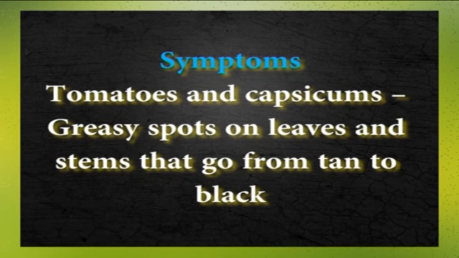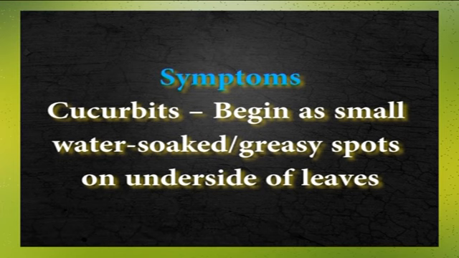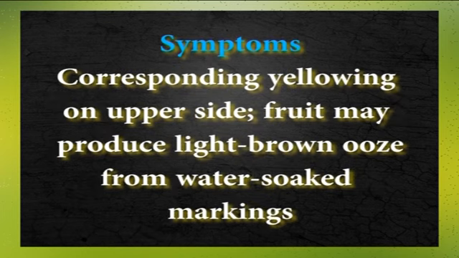Tomatoes and capsicums show greasy spots on leaves and stems that go from tan to black. The fruits may have circular spots with central scab. In cucurbits, it begins as small water-soaked or greasy spots on underside of leaves with corresponding yellowing on upper side. The fruits may produce light brown ooze from water-soaked markings.